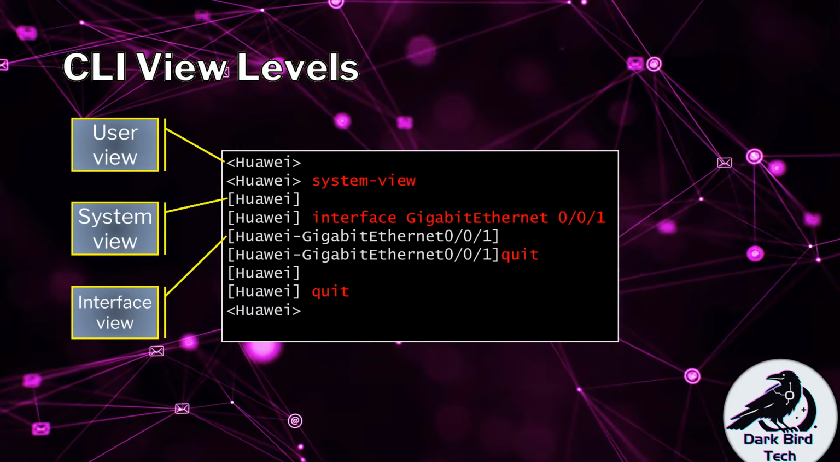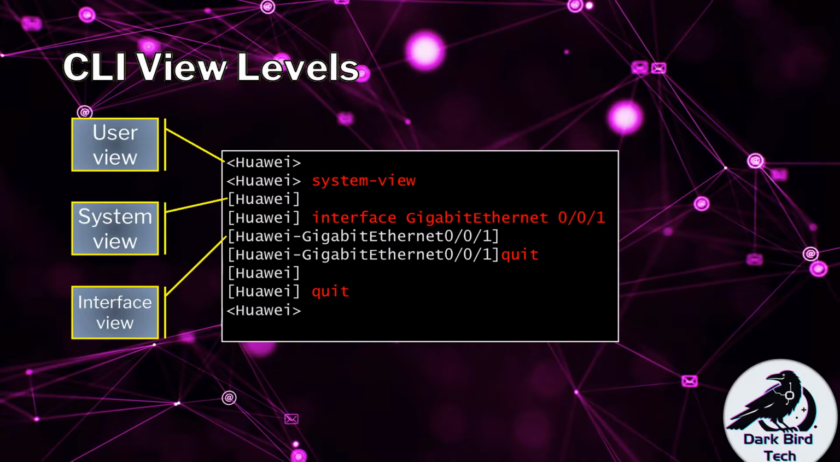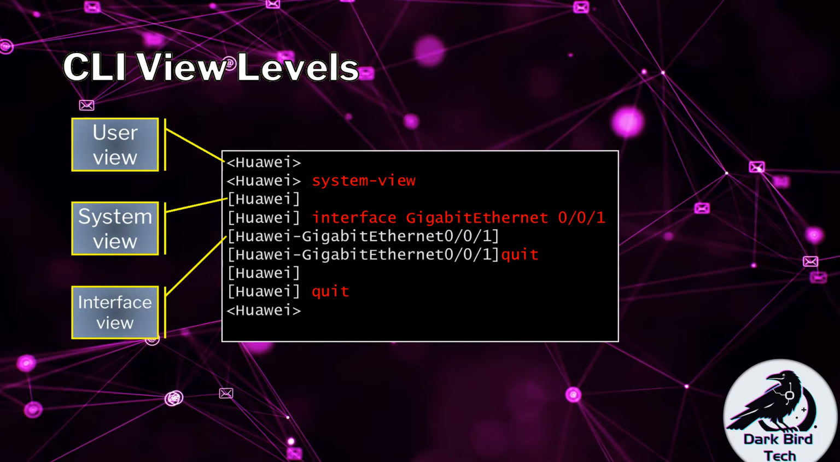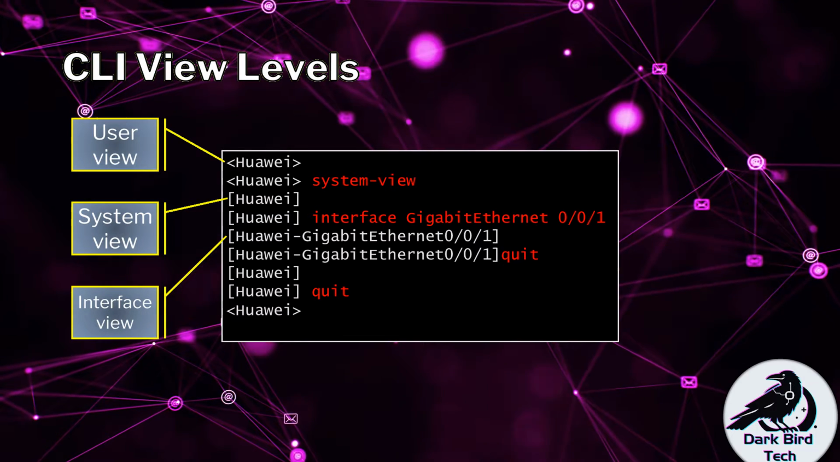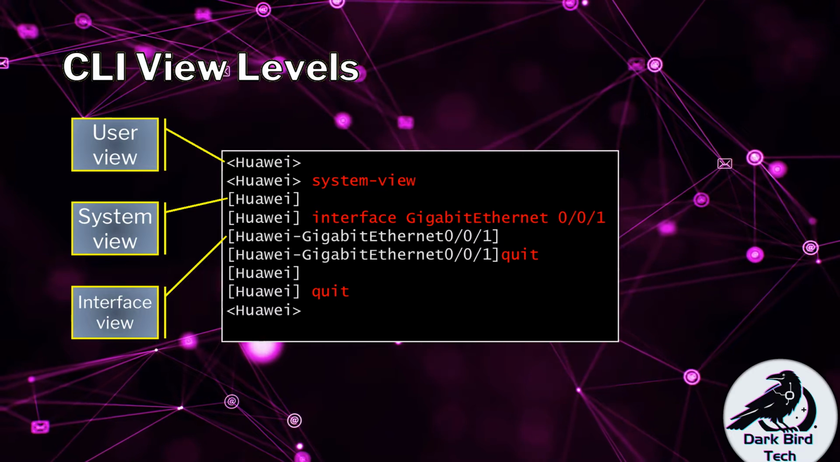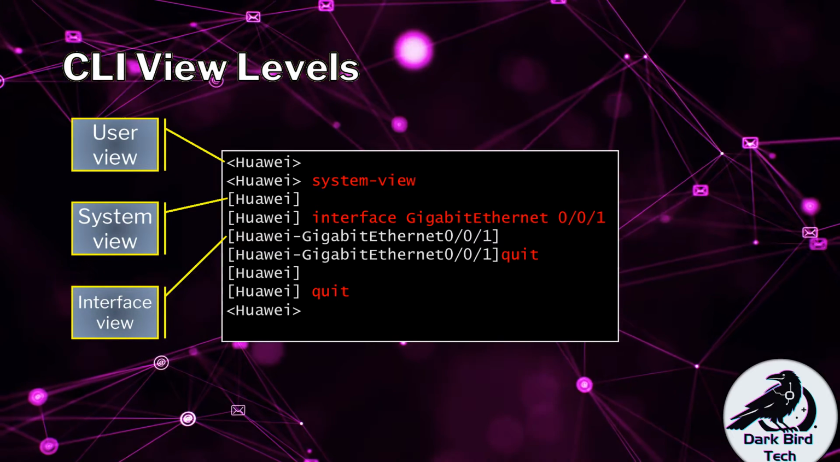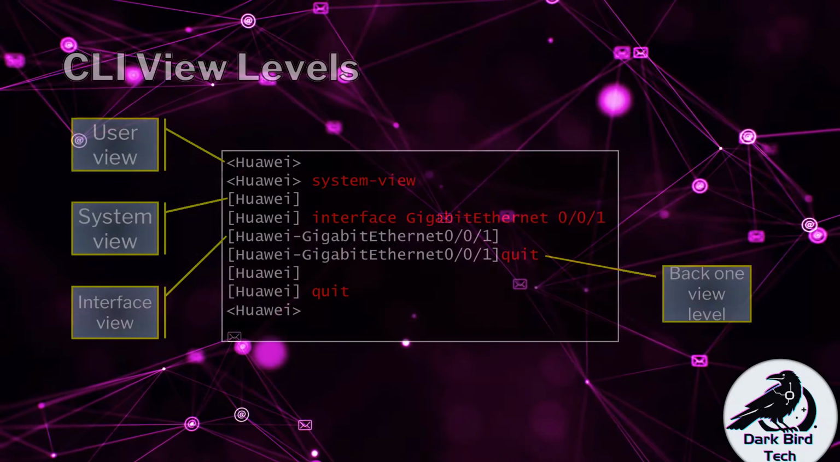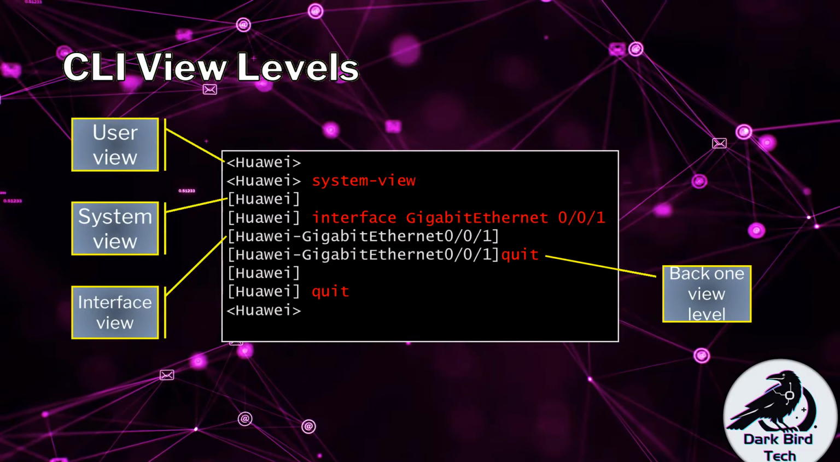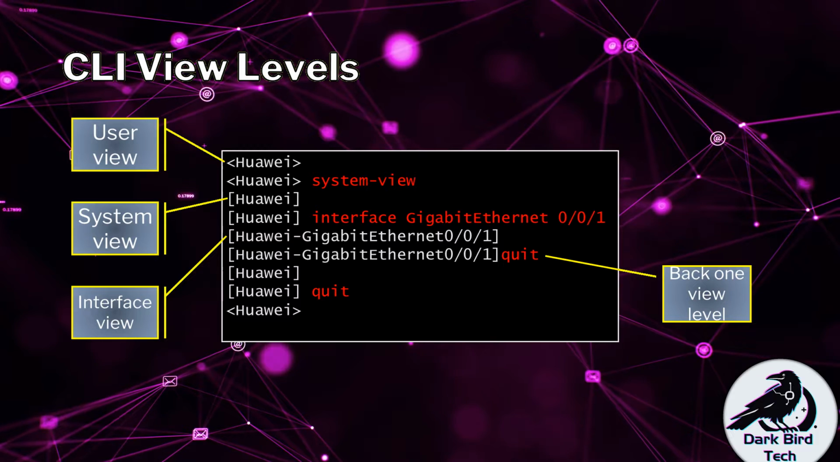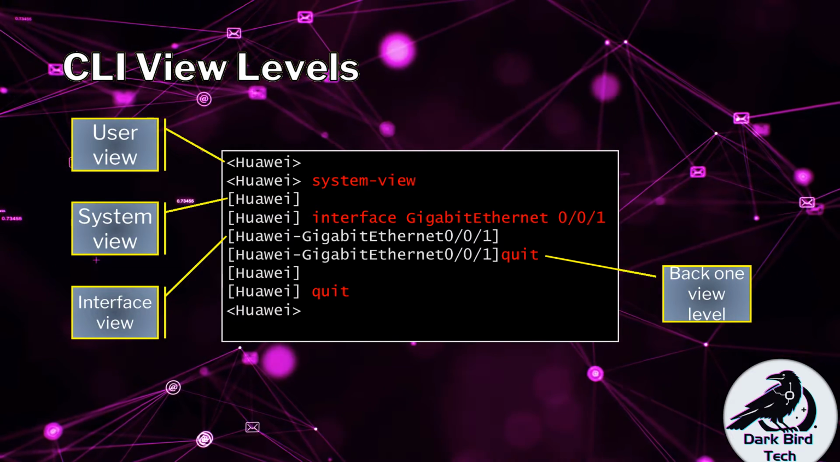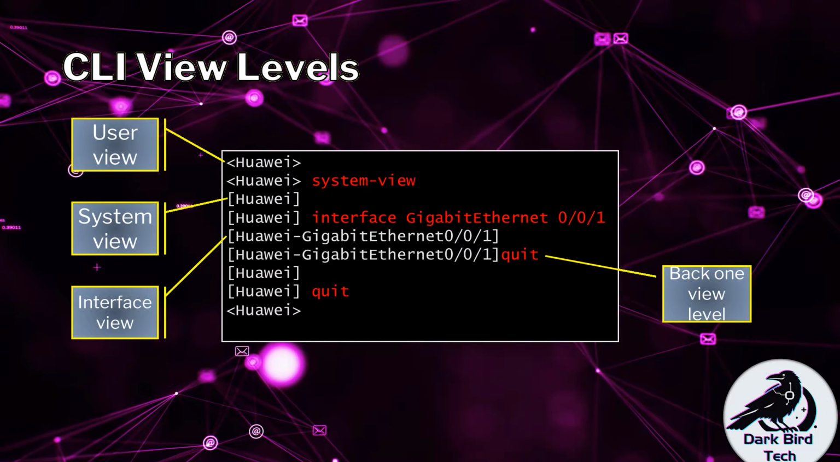And to get from one view to the next, to go from user view to system view, you just literally type system-view in the user view. If you are in system view and you type interface, for example, GigabitEthernet 0/0/1, you'll be in that particular interface. Fantastic. If you need to go back a view level, you just type quit, and that'll jump you, for example, from interface view back to system view. If you type quit again, you'll go from system view back to user view.